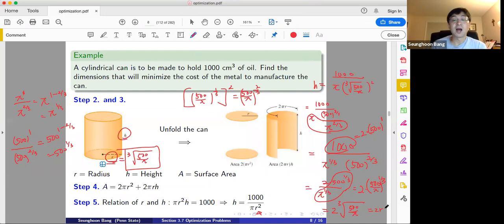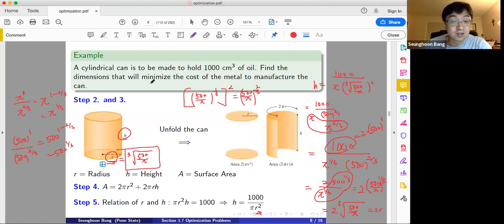So how can you minimize the cost of metal to manufacture the can? The height is always twice the radius. We have this result, right? This is the whole idea for solving this problem.